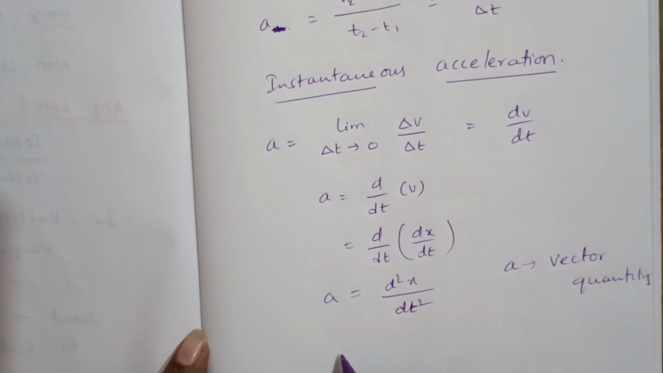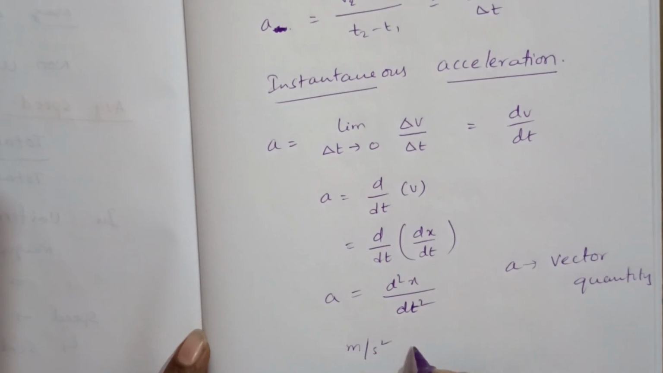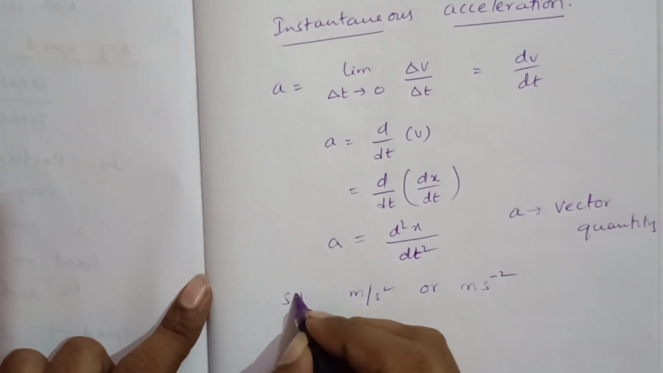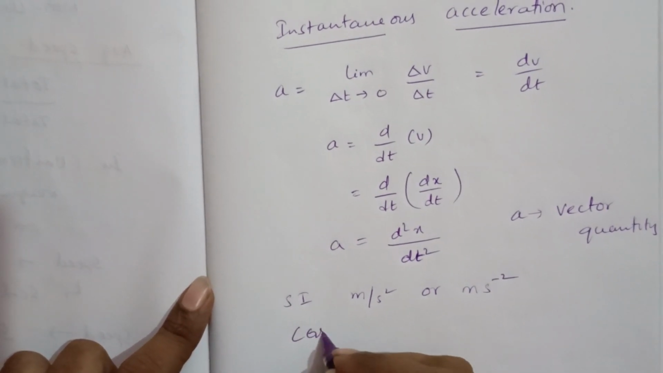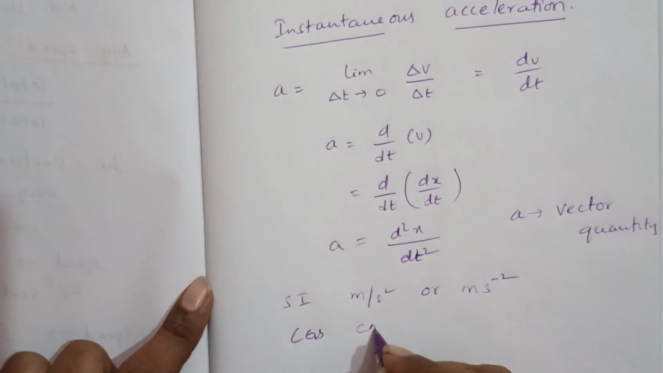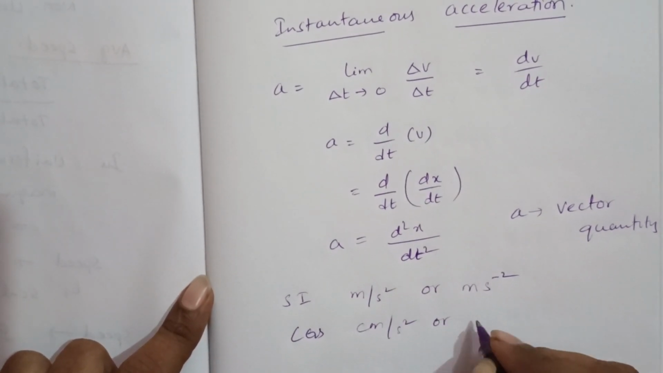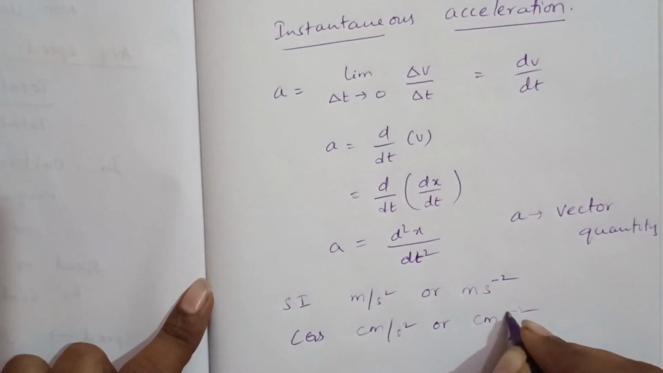What are the units of acceleration? SI units: meter per second square, or meter second inverse square. CGS units: centimeter per second square, or centimeter second inverse square.